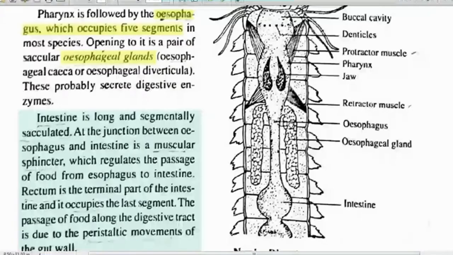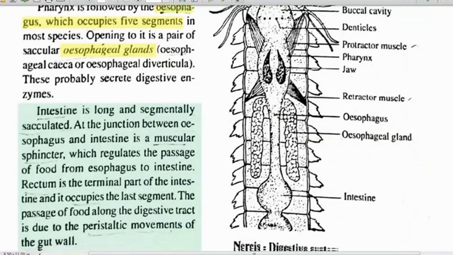You can see a long gland here. A pair of glands are there, called the esophageal glands, also called esophageal caeca or esophageal diverticula. These esophageal glands secrete digestive enzymes, which are released into the esophagus and help in digestion. So that is the structure of the esophagus and esophageal glands.